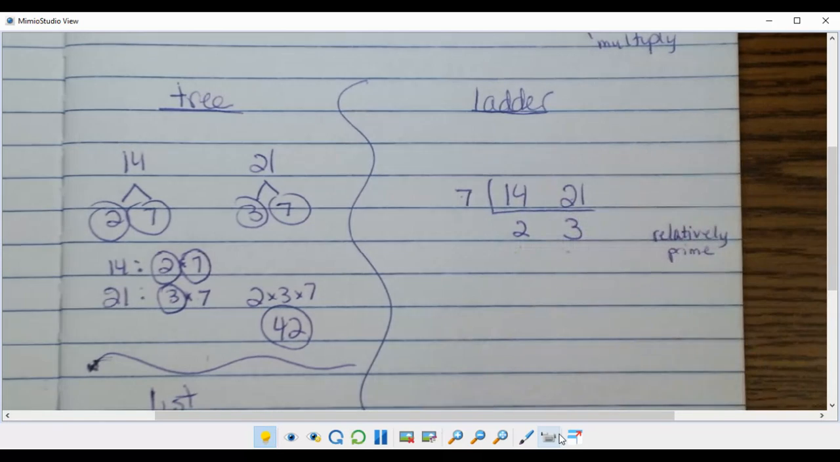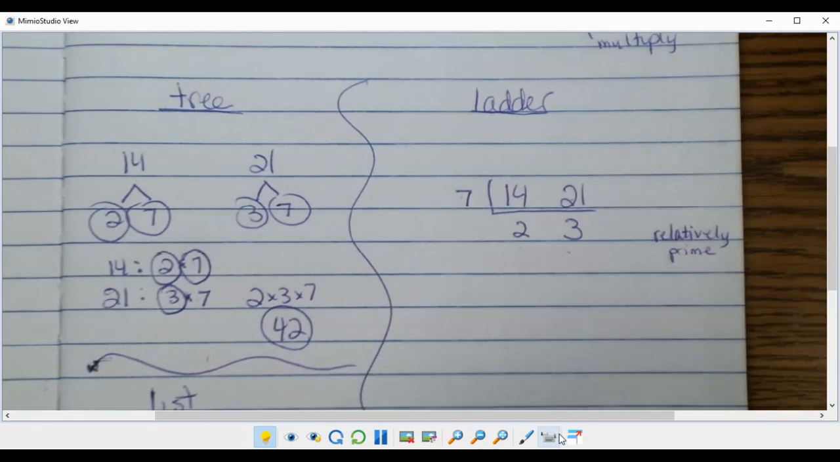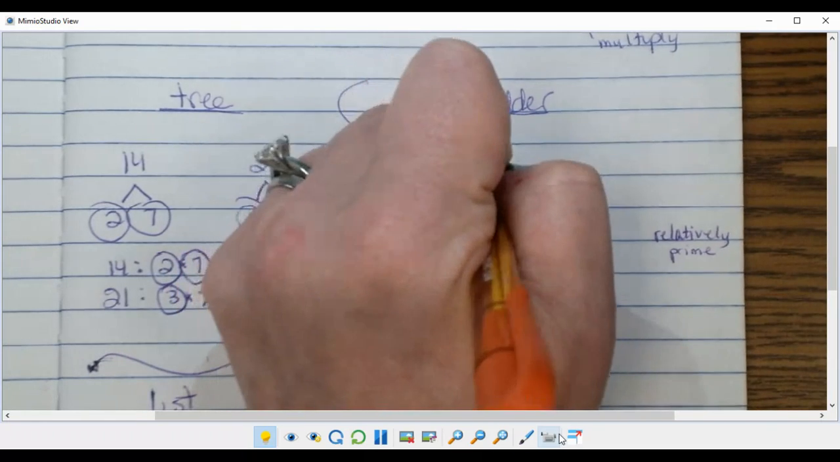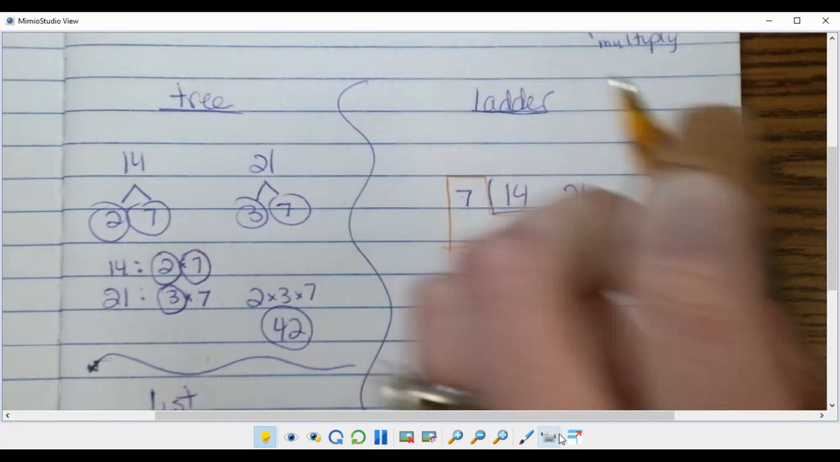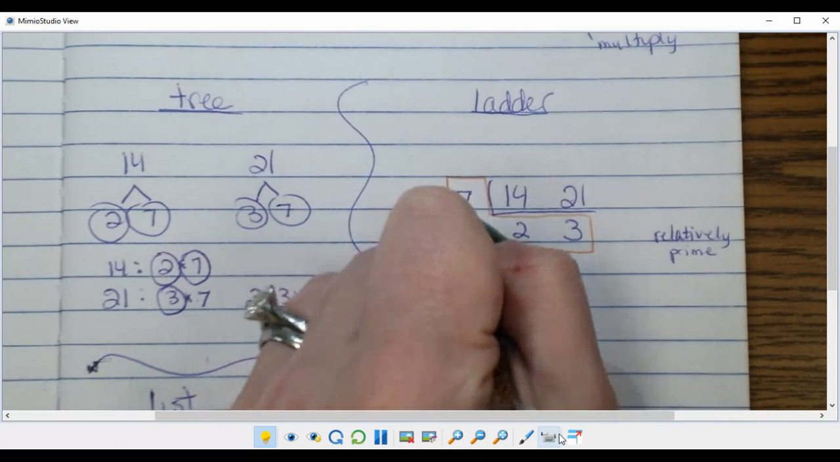Relatively prime. The 2 and the 3 are relatively prime. The only thing left in common is a 1. Now, for GCF, we multiply the stuff on the side. For LCM, it makes a big L. Everything on the outside gets multiplied.